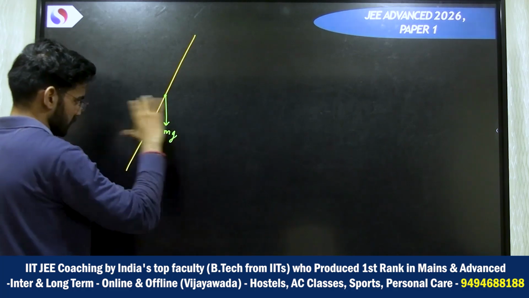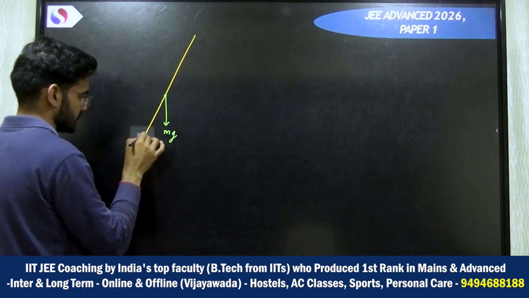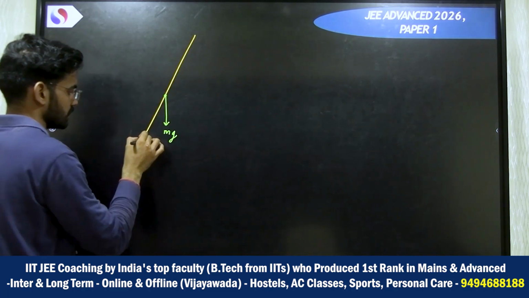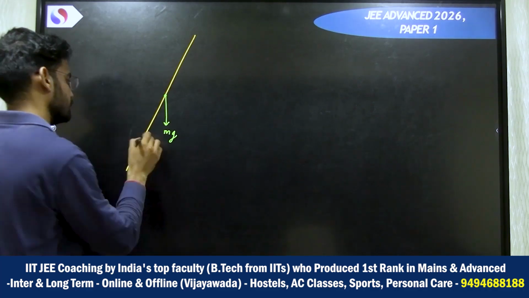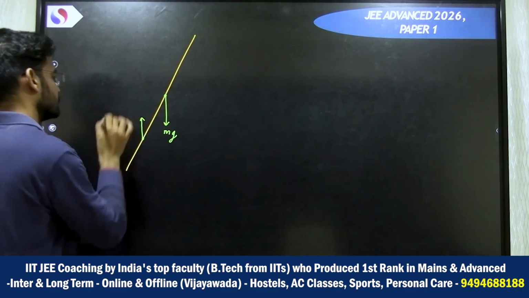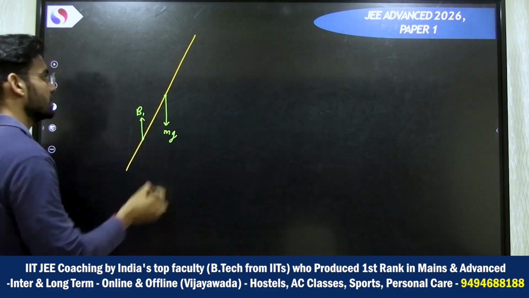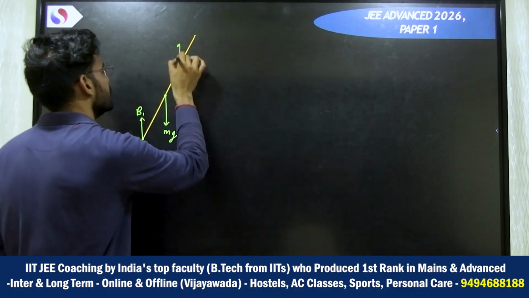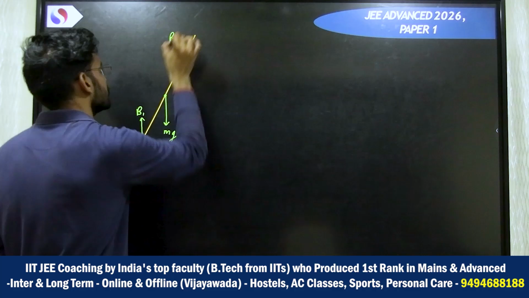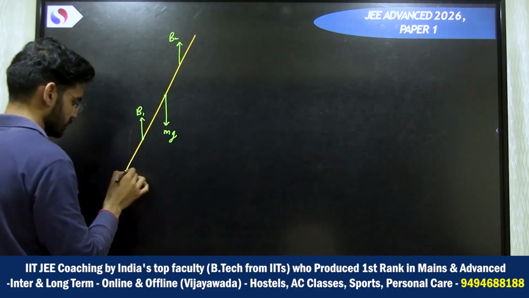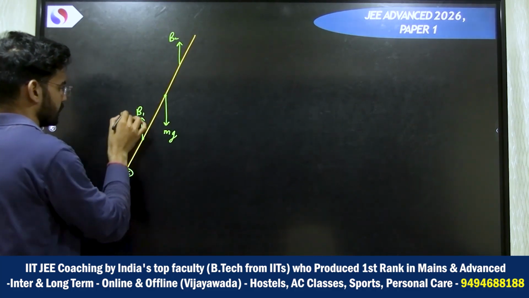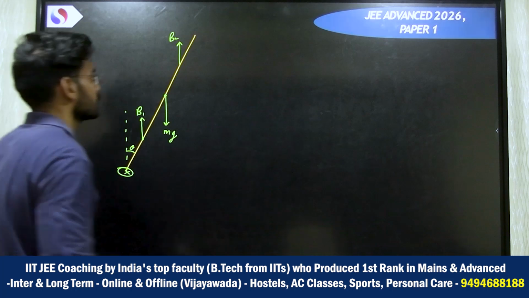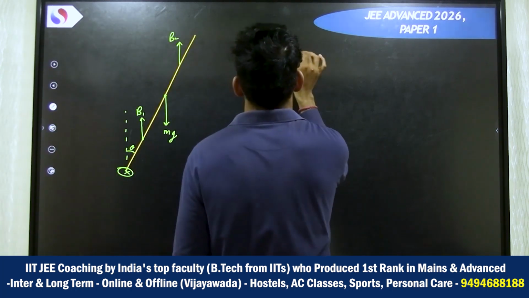In the bottom liquid, there will be a center of buoyancy at the midpoint. What will be that buoyancy force? Let's call it B1. And in the upper liquid, on its center of buoyancy, there will be a force B2. What is the value? And this is the hinge point, from here displaced by angle theta. Got it?